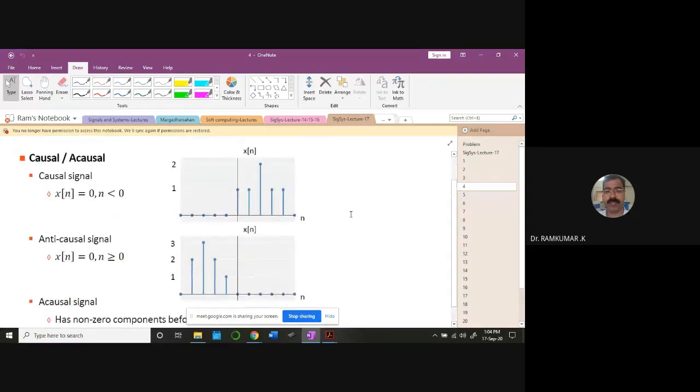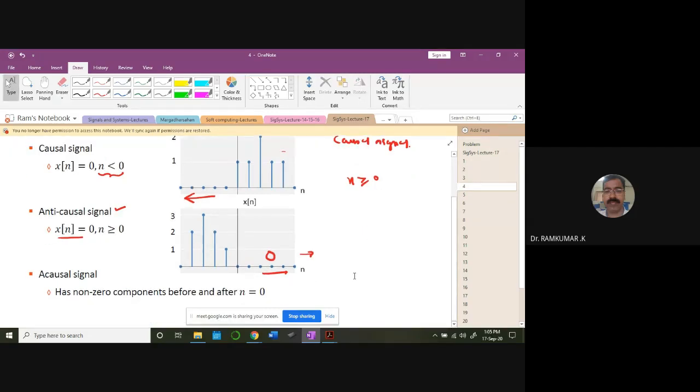So what is a causal signal? Any idea? By looking at this expression, can you tell me what a causal signal is? The signal value exists only for n greater than or equal to 0. For n less than 0, the signal value will become 0. That kind of signal you call a causal signal. What is an anti-causal signal? It exists only for time n less than 0, or the signal value is equal to 0 for n greater than or equal to 0. For n greater than 0, it is going to be 0, and for n less than 0, it is going to have some value. That kind of signal, you call an anti-causal signal.